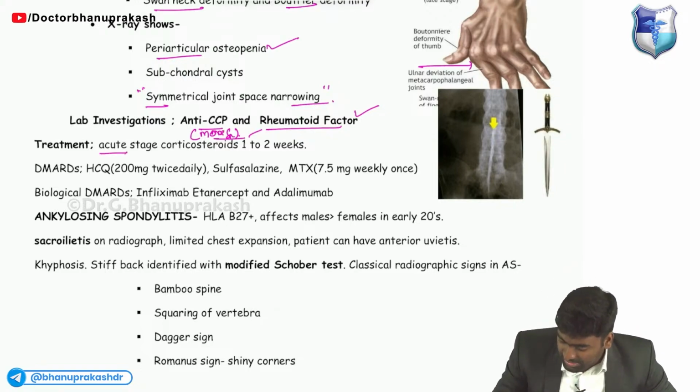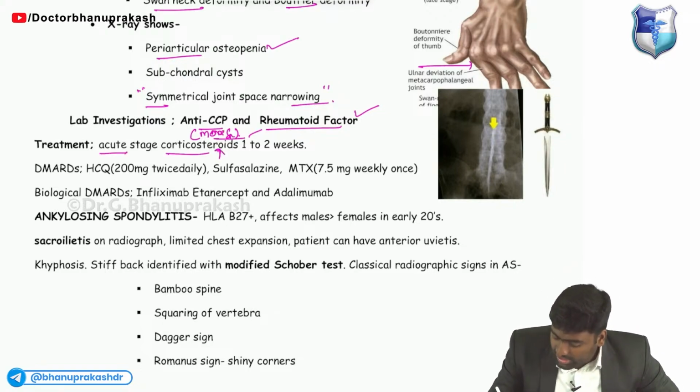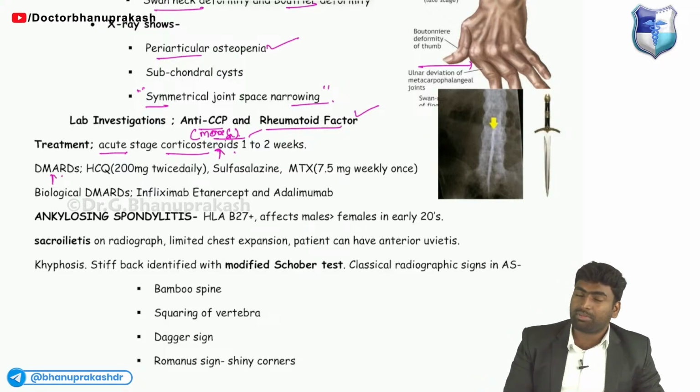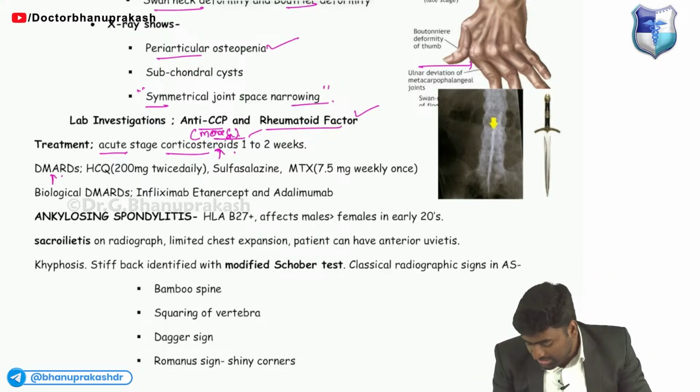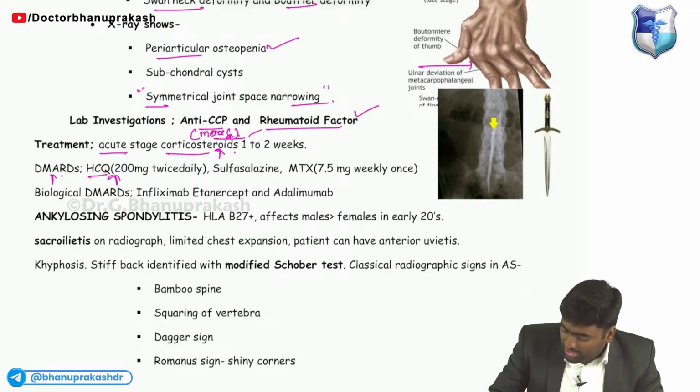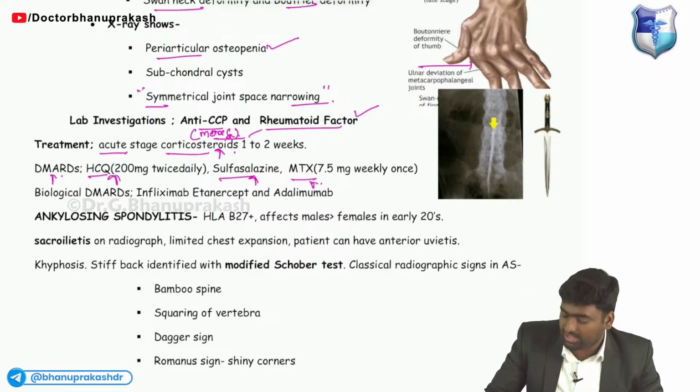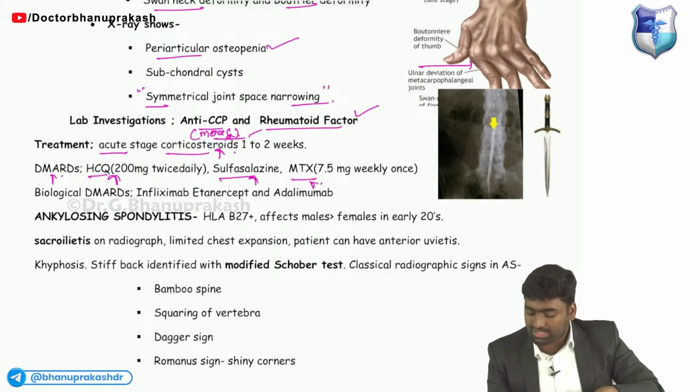सो अक्यूट स्टेज के लिए हम क्या क्या कर सकते हैं? We can use steroids and anti-inflammatory drugs like steroids. फिर उसके बाद हम क्या कर सकते हैं? DMARDs, like disease modifying agents for this rheumatoid disease. क्या? हाइड्रोक्सीक्लोरोक्विन, सल्फासेलाजिन, मेथाट्रेक्सेट. Okay, hydroxychloroquine, sulfasalazine and methotrexate.